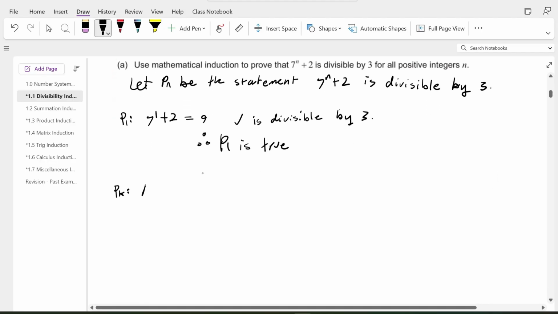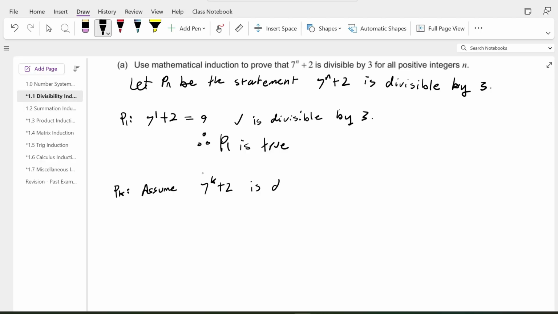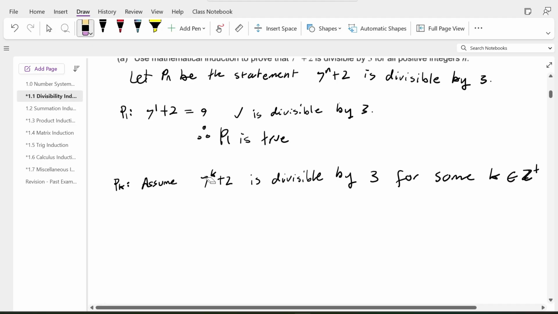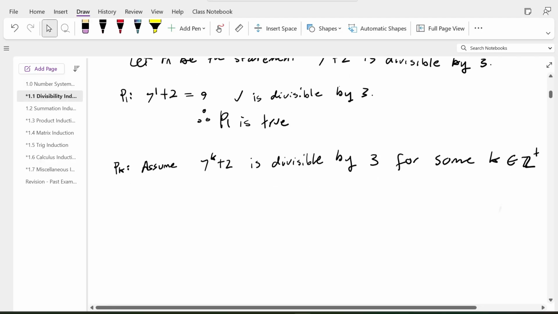This is step 2. So assume 7 to the k plus 2 is divisible by 3 for some k in z plus. All right, now this set z plus, this is the positive integers. So z is whole numbers, and then the little plus makes it positive. And if I can get it to work, z should look like it's got 2 little bars there.